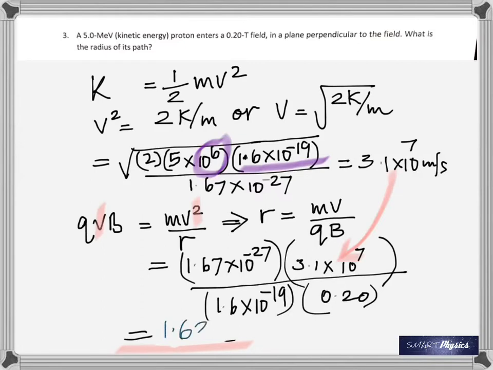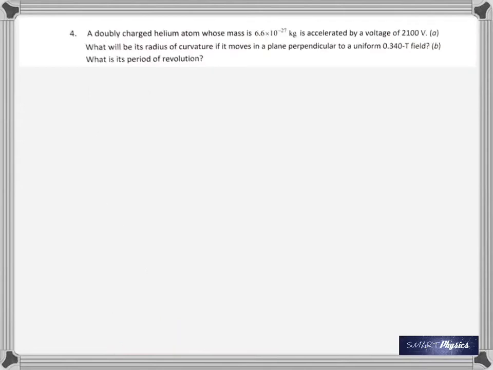And I think I made a calculation mistake, and I should get 1.62 meter. Brings us to the fourth one.